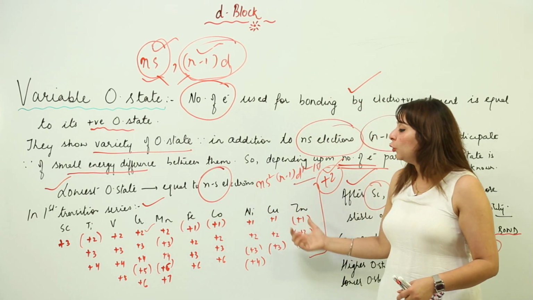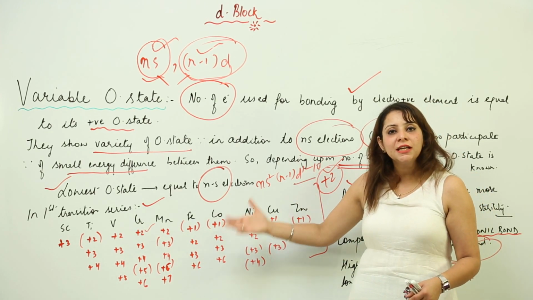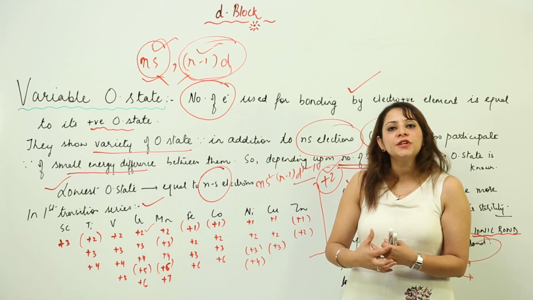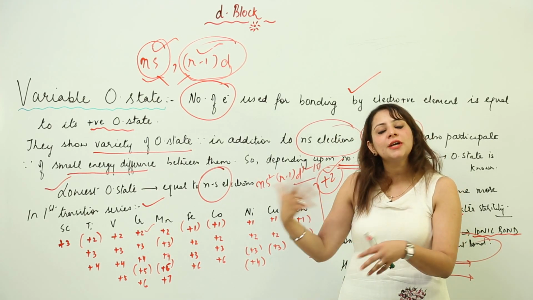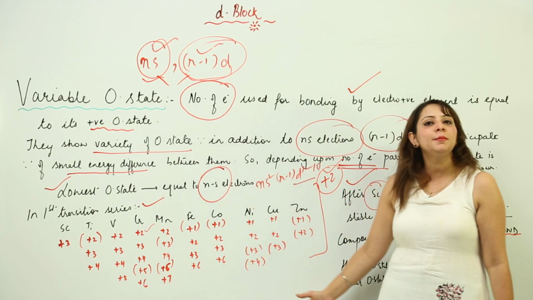I have summarized only a few oxidation states for you, but try to do it for the second, third and fourth transition series, because you should know which metal exhibits which kind of oxidation state in a variety of compounds, right. So this is the variable oxidation state.